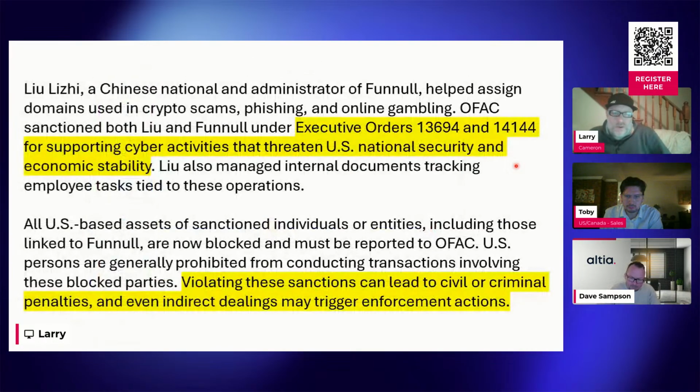So executive orders 13694 and 14144 for supporting cyber activities that threaten U.S. national security and economic stability. These executive orders probably are a big help for taking these guys down. Violating these sanctions can lead to civil or criminal penalties. So you can get thrown in jail for supporting these companies, so to speak.